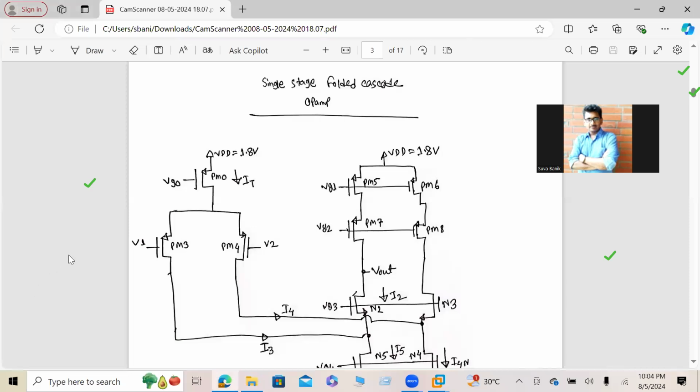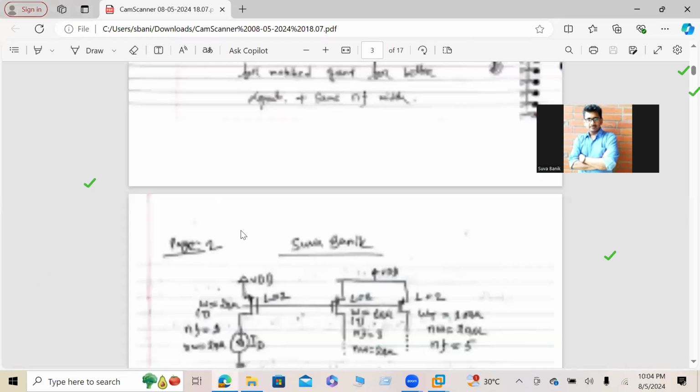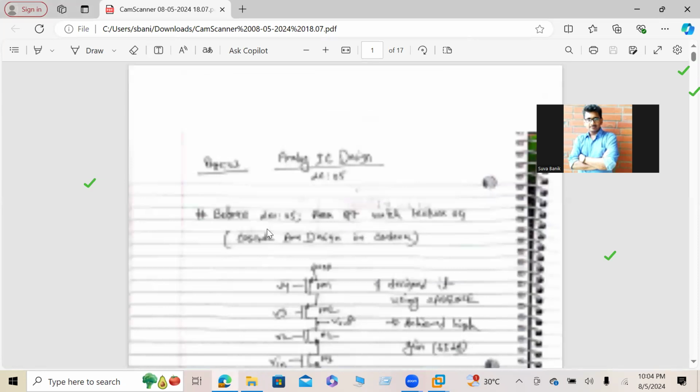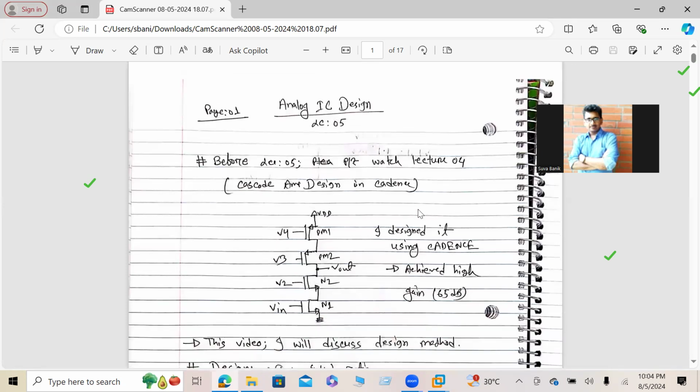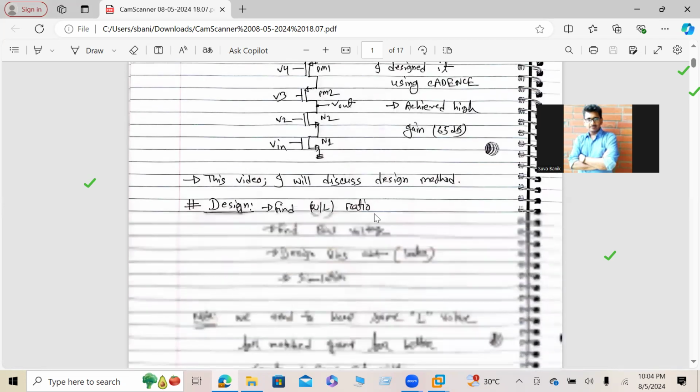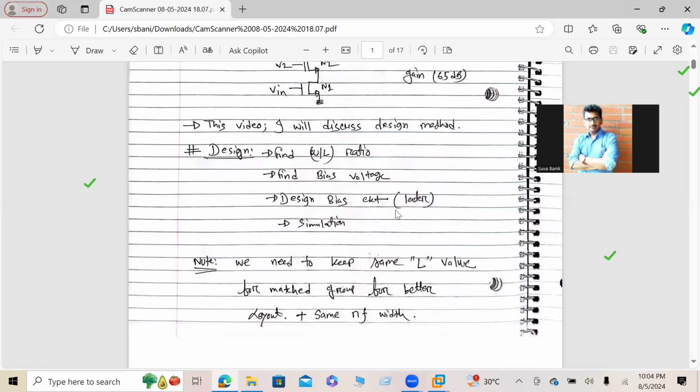Okay, I hope you can see my screen. As I told you, this is a cascode amplifier, and in lecture number 4, I already demonstrated it. So now, what is design?